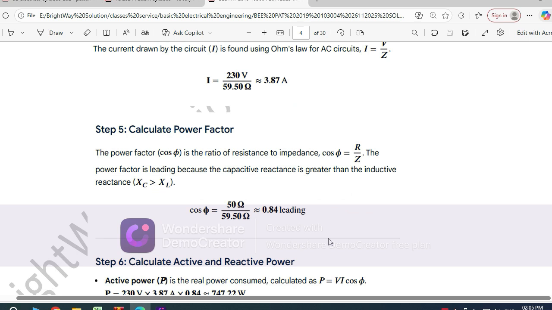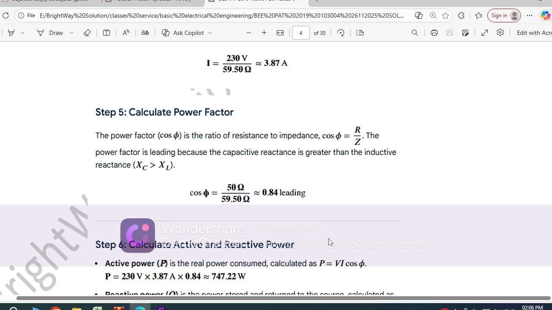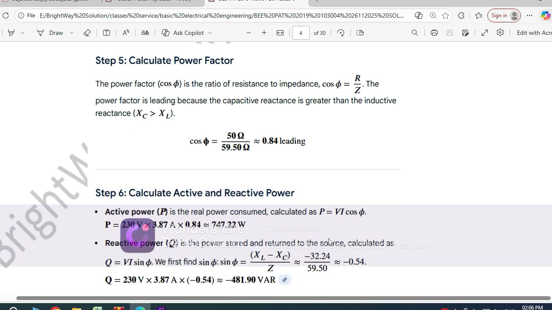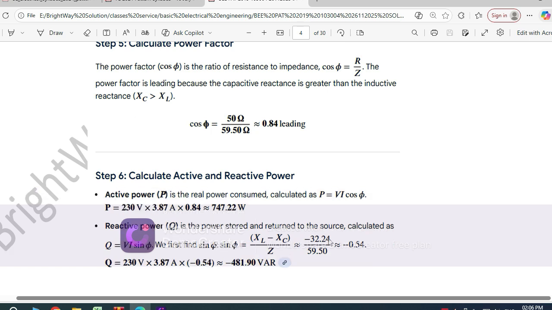How are you going to calculate power factor? Cos phi is equal to R upon Z basically. If you draw the impedance triangle, cos phi is the angle between Z and R. You get the value R upon Z. Correct. Here XC is greater than XL, so the power factor is leading. Cos phi is 50 ohm upon 59.50 ohm, and you get a leading value of 0.84.